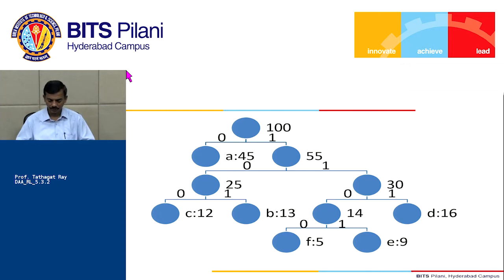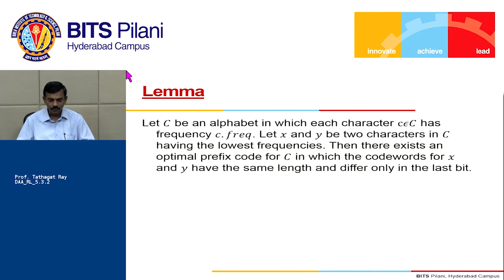So we want to first prove today that the Huffman coding algorithm works. It's a greedy algorithm. So what is the optimization problem? The optimization problem is to come up with an optimal prefix code. In order to do that, we saw that corresponding to every prefix code there is a full binary tree. So corresponding to the optimal prefix code also there is a full binary tree.